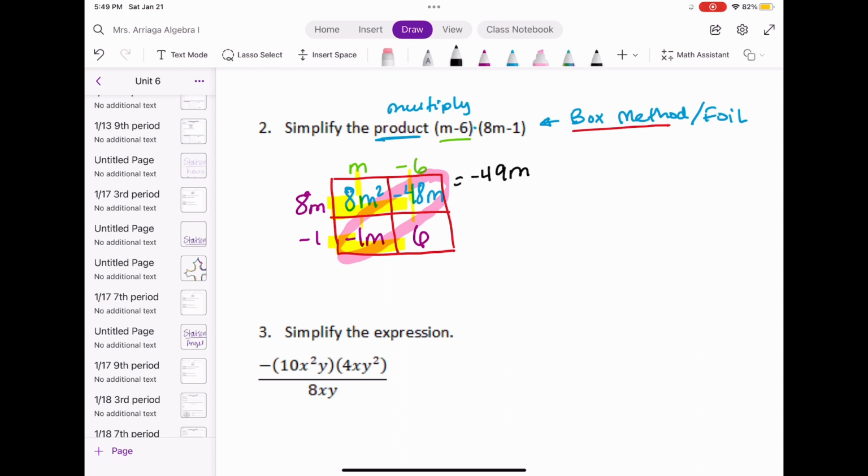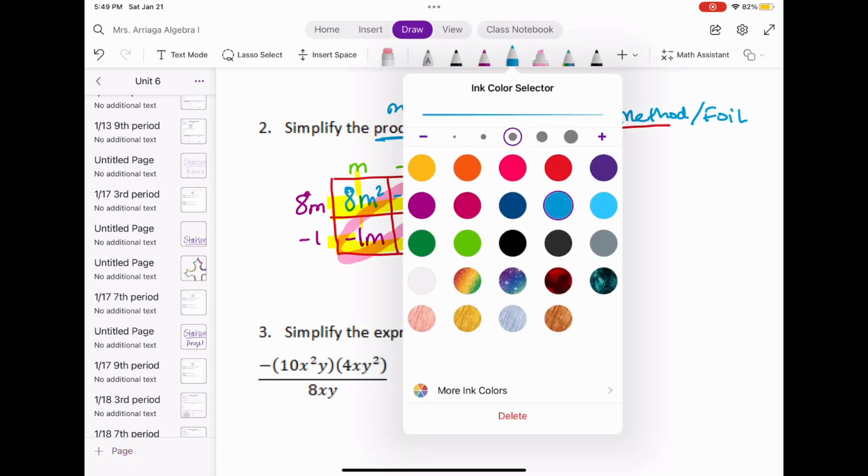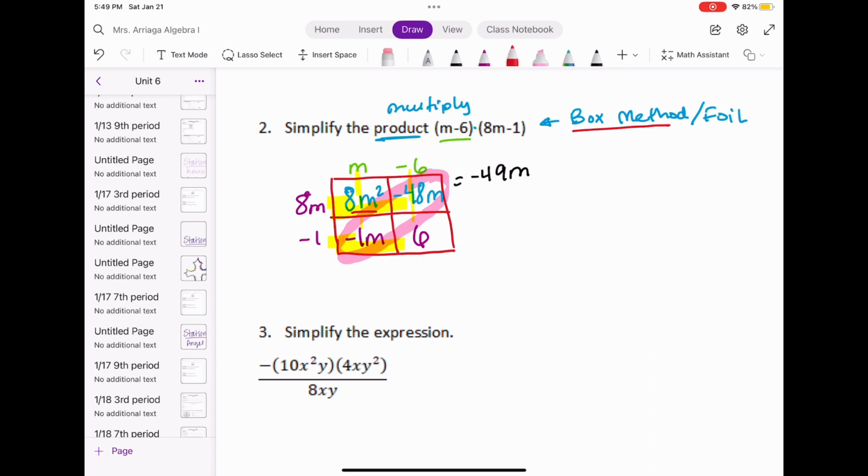Now that we have the combination, we can write out the answer. The answer is going to be the first box, which is 8m squared, and the combination, which is minus 49m, plus the last box, which is plus 6. And that's your answer.